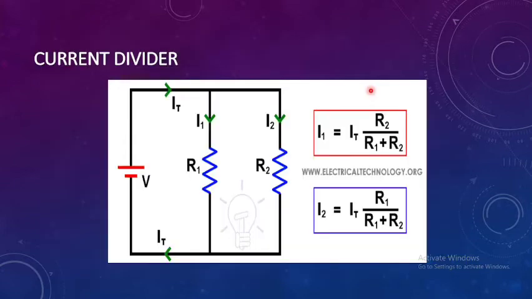So, moving on to the current divider. We have here the total current and then I1, I2. If we need to find the current I1, we multiply the total current by R2 divided by R1 plus R2. If we need to find the current I2, we have I2 equals the total current times R1 divided by R1 plus R2.